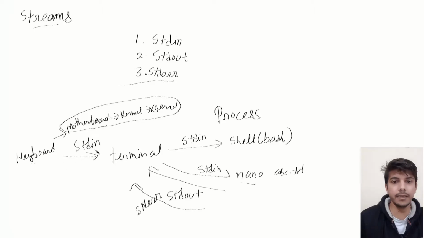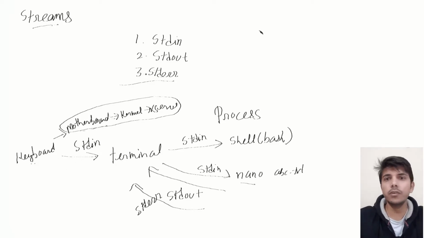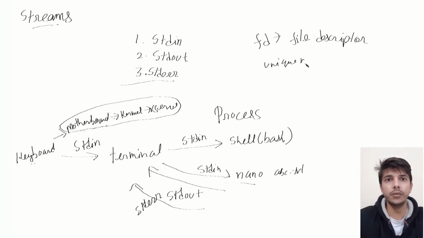For simplicity I am directly writing here that the terminal is taking input from the keyboard using the STDIN stream. Now there is one more concept that is known as the FD, or we can say file descriptor. So what is a file descriptor? A file descriptor is just a number, or we can say a unique number, that is given to each file that is opened by the system.